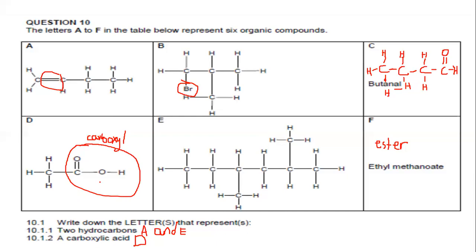So let's go and look at compound B. We have to write the IUPAC name of compound B. It's a haloalkane, okay? So if we have to write the IUPAC name, we're going to start by looking at the parent chain, or what we call the longest continuous chain, which contains a functional group.